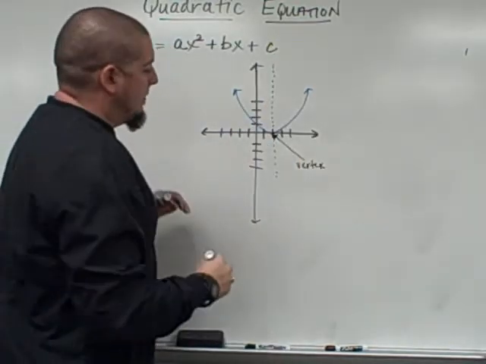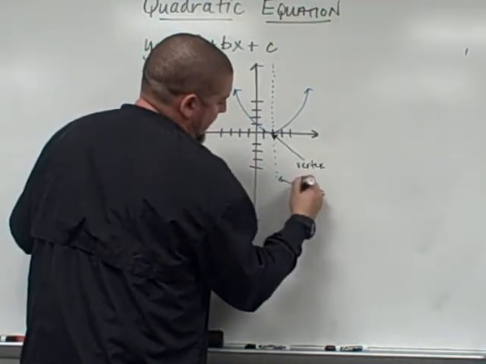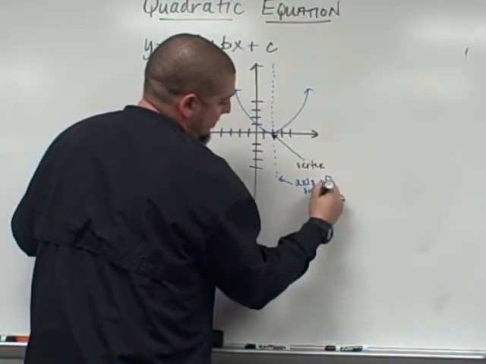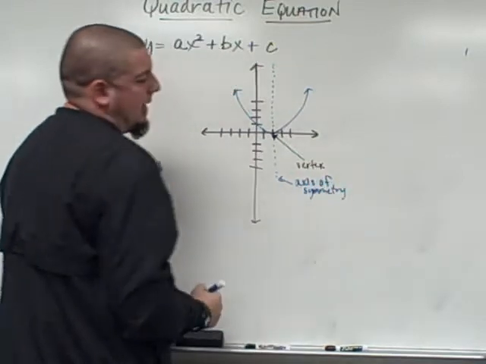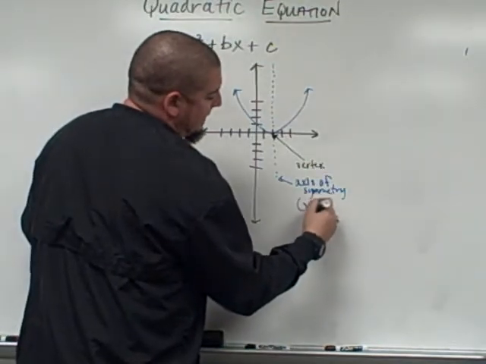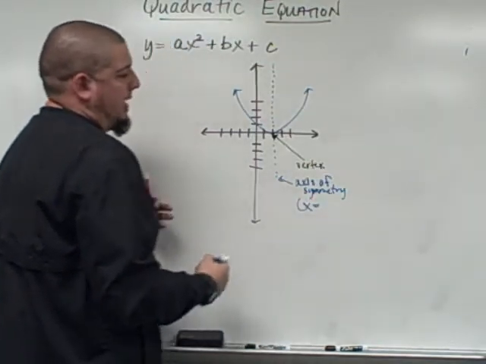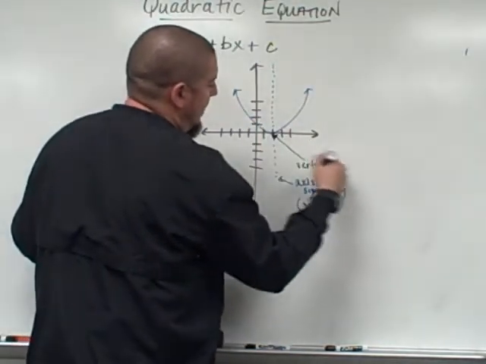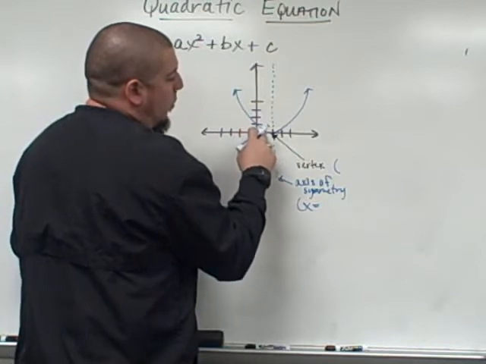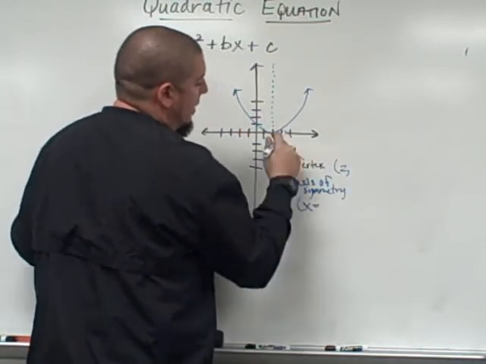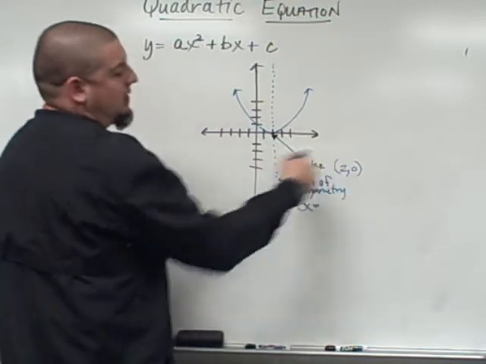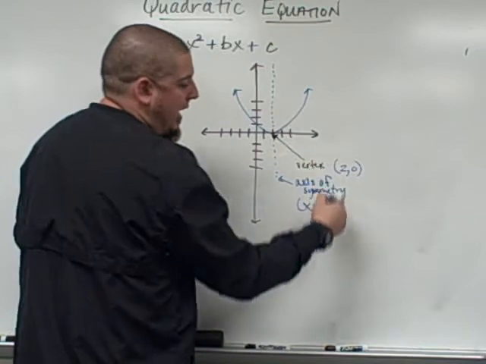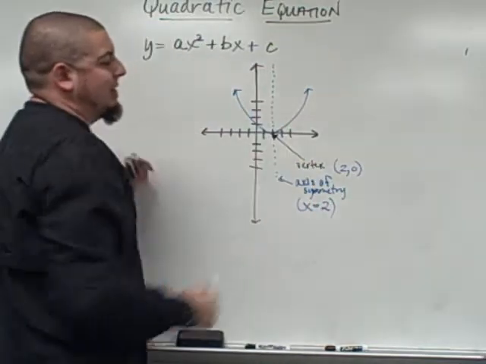Okay? This line right here is our axis of symmetry. It is x equals something. It's the x value of the vertex. So if our vertex right here is over 1, 2, so it's 2 over, up 0, 2, 0. So our vertex is (2, 0). So our axis of symmetry is going to be x equals whatever that value is on the vertex. So x equals 2. That's our axis of symmetry.